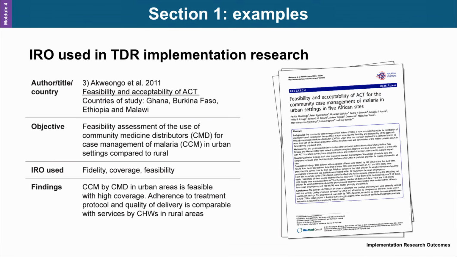So in this third example, we're going to be looking at a study by Akwongo et al. And here we're looking at feasibility and acceptability of artesunate combination therapy. And the study was conducted in Ghana, Burkina Faso, Ethiopia, and Malawi.